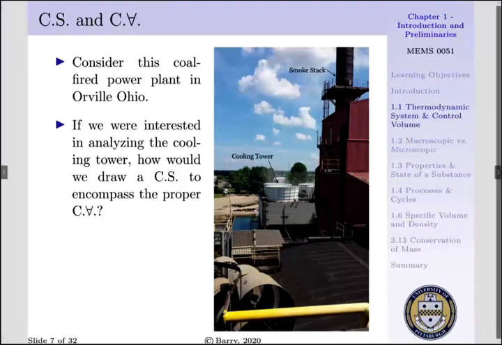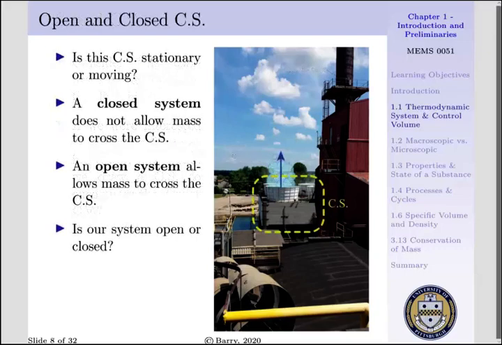Now let's consider this coal-fired power plant in Orrville, Ohio. Say we're interested in analyzing the cooling tower. How would we draw a control surface to properly encompass our control volume? To do such, we would draw a dashed line around it, and we'd indicate our control surface by the variables CS. Now we have to further differentiate what type of control volume our control surface has traced out.